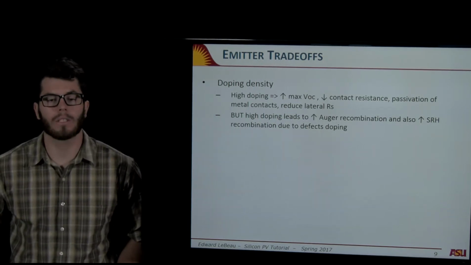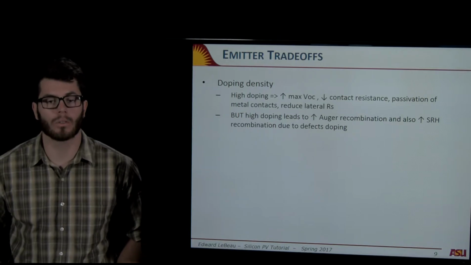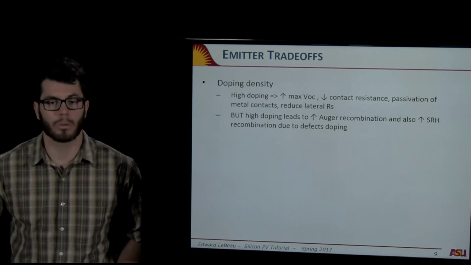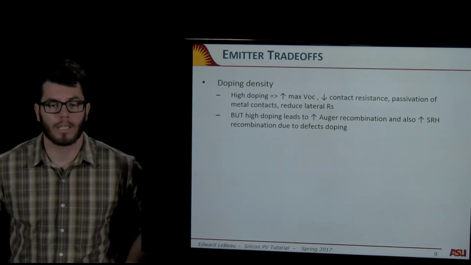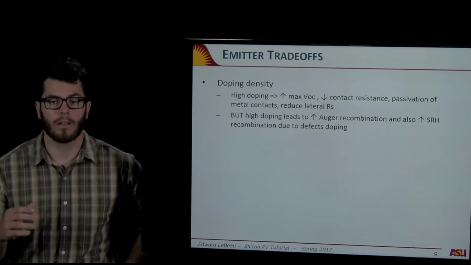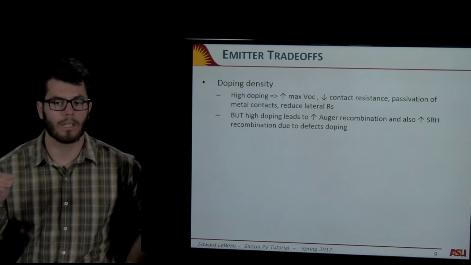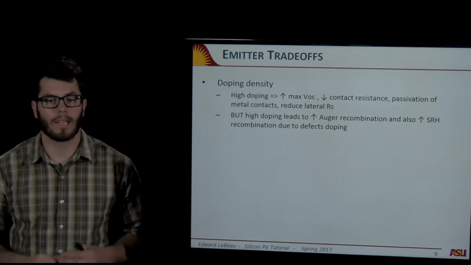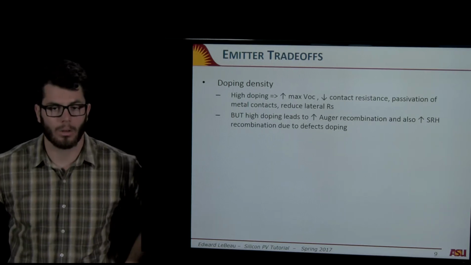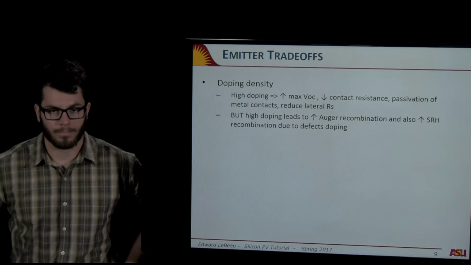So if you have a really high doping density, your VOC goes up, your open circuit voltage, which is what we want, right? We want a high VOC and a high short circuit current. And our contact resistance goes down, which is great, because we have a high doping density. The energy that it takes to jump from the emitter to the metal is less. And also, there's less dangling bonds in the metal contact, so it's more passivated.